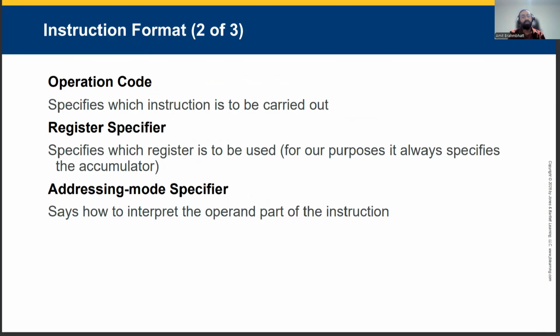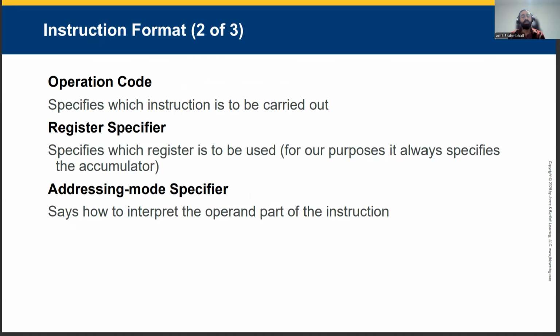Instruction format. In this slide, we look deeper into individual components of the PEP9 instruction format. The operation code tells the computer what operations to perform, such as loading data or performing arithmetic. The register specifier identifies which register should be used. For our purpose, it always indicates the accumulator.